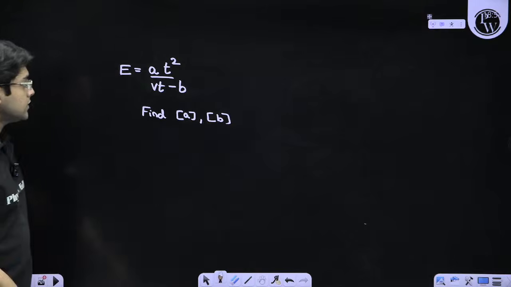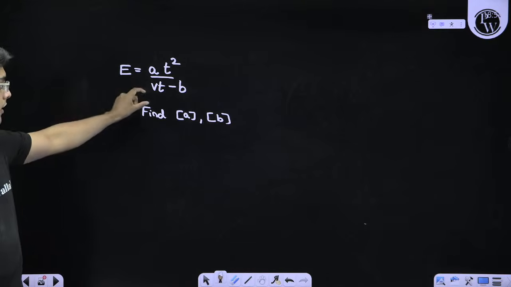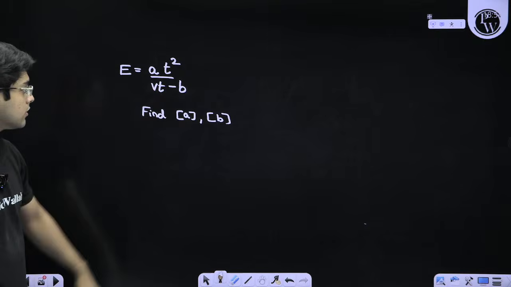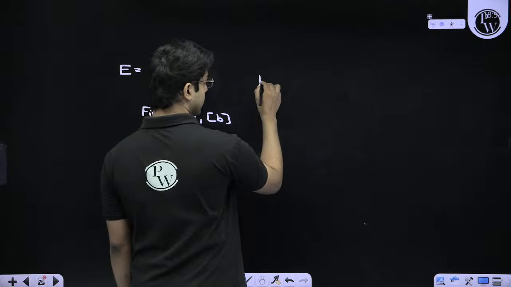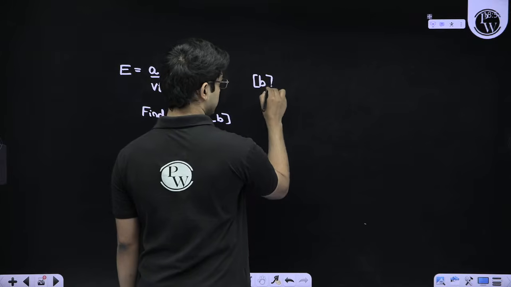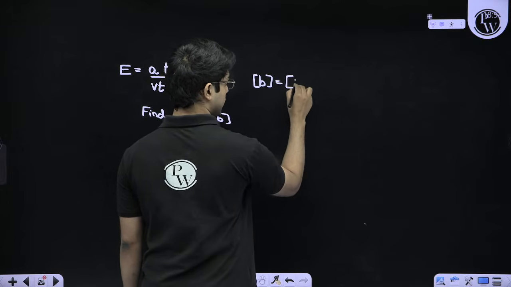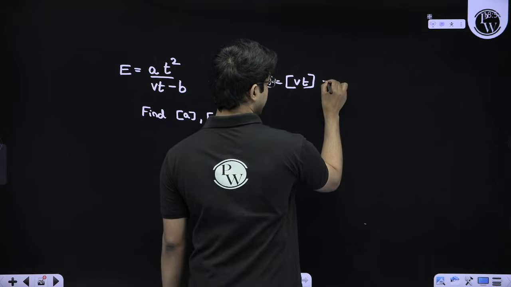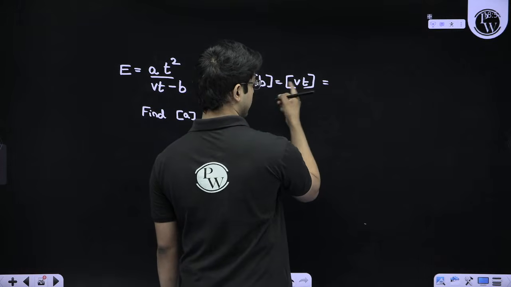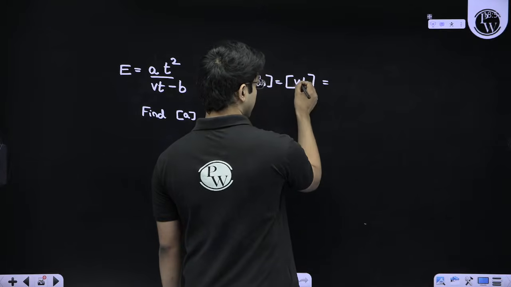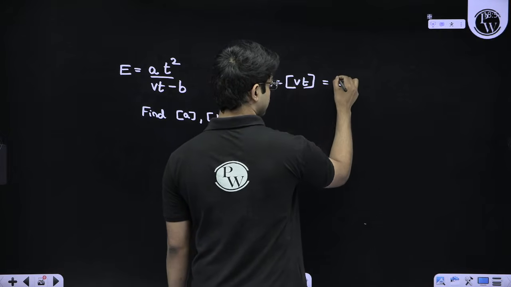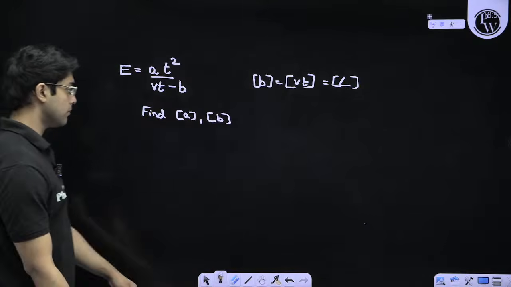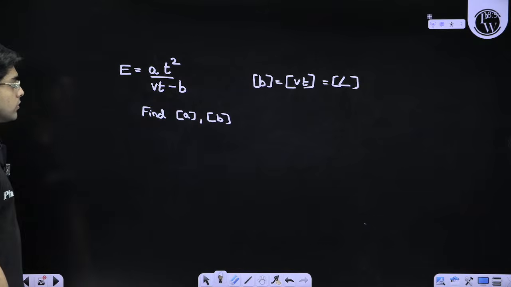So the first thing that should click in your head is B and Vt are being subtracted in the denominator, which means the dimension of B must be the same as the dimension of Vt. Otherwise you cannot subtract them. Vt is actually distance. Speed into time is distance, if you remember. So this will be L. So the dimension of B will be length, simply L power 1.